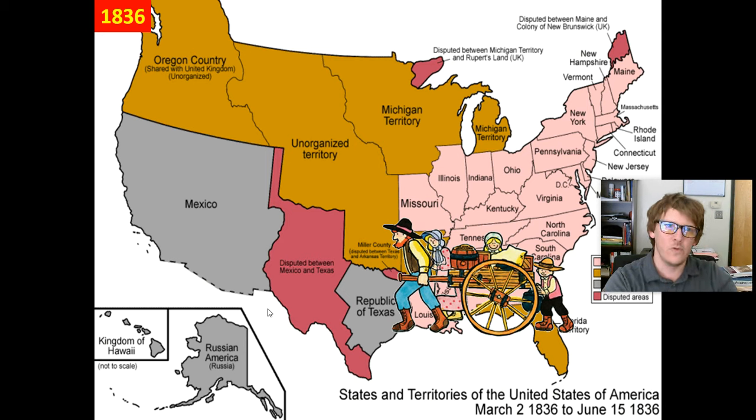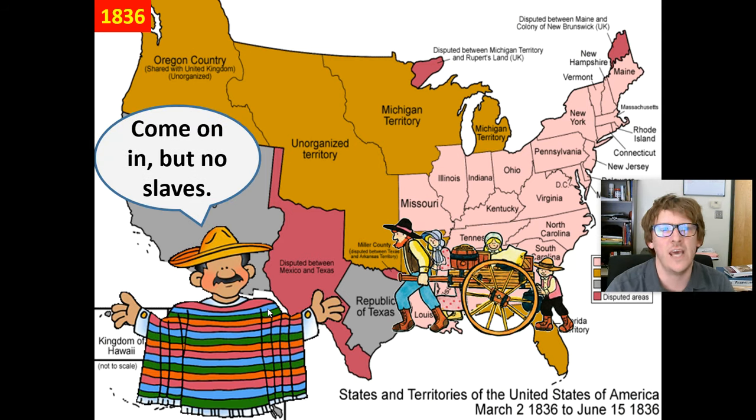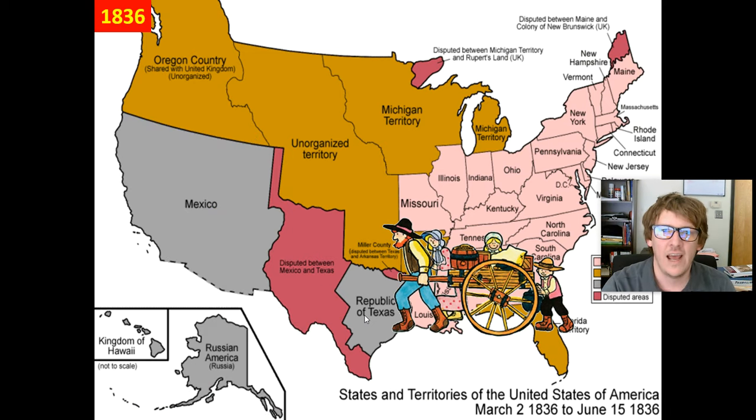So first of all, people start moving west. 1836, they move into Texas. And Texas is owned by Mexico. And the Mexicans say, come on in, but no slaves. You can come into Texas, no problem. We want more people. We want farms. We want to grow our economy. Come to our country. But the only thing is, you Americans don't bring any slaves. We don't want any slaves here.